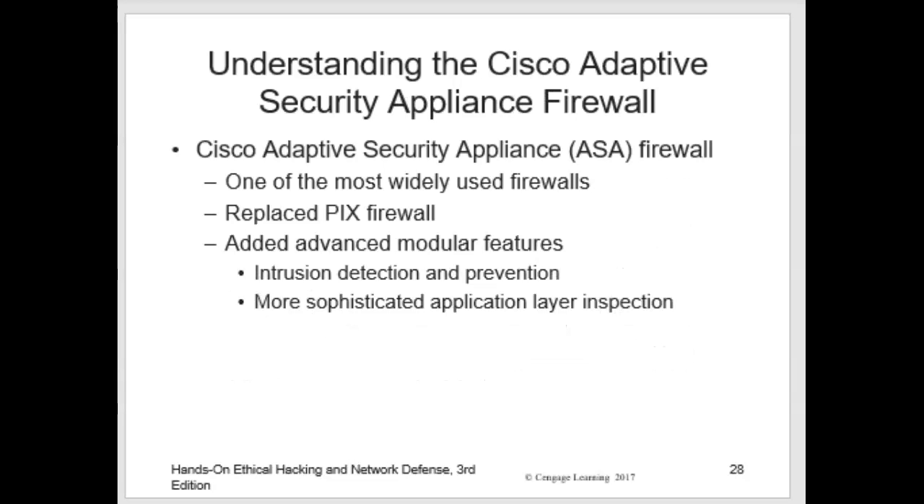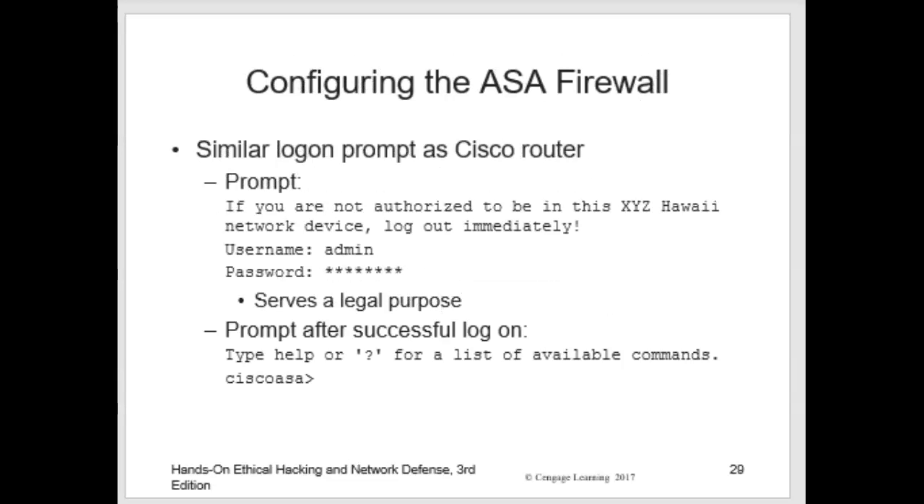Now we want to turn to understanding the Cisco Adaptive Security Appliance Firewall. One of the most widely used firewalls is the Cisco Adaptive Security Appliance, or ASA, Firewall. Intrusion detection and prevention and more sophisticated application layer inspections happen here. So it's an added advanced modular feature for sophisticated application layer inspections. We can configure the ASA firewall. After logging on, there are a number of steps. You can get more on this in the book.